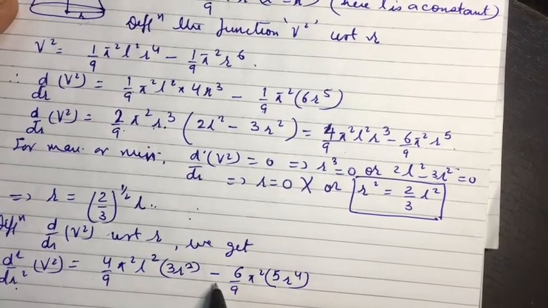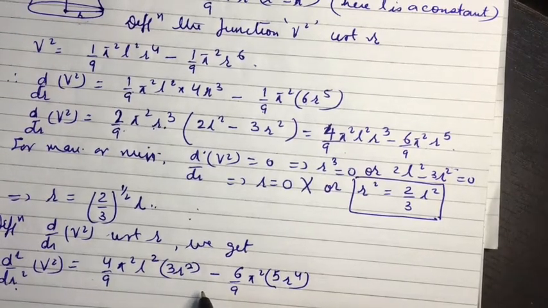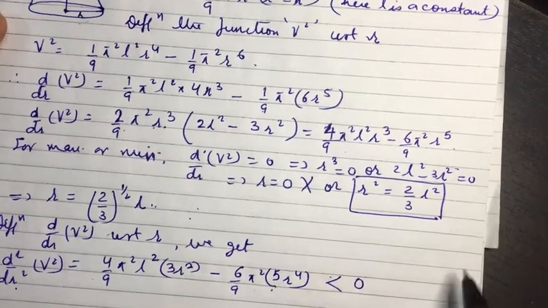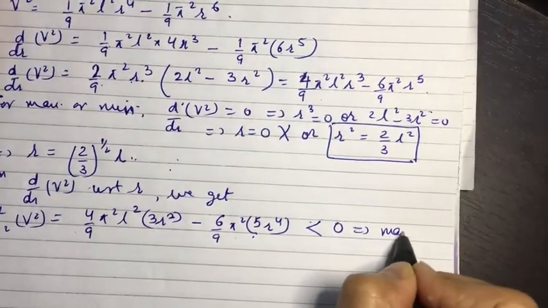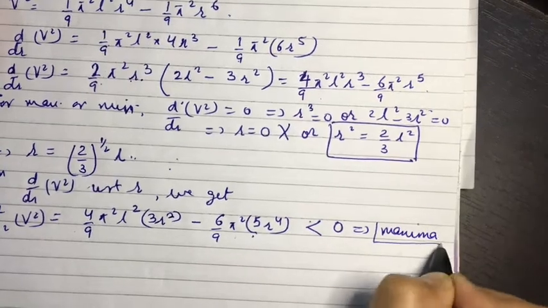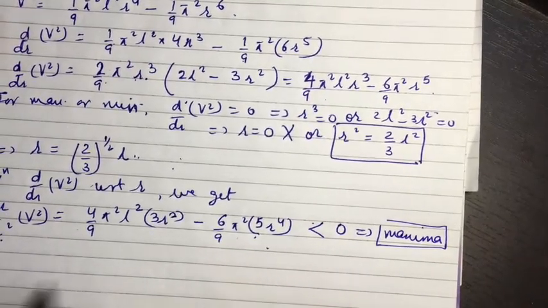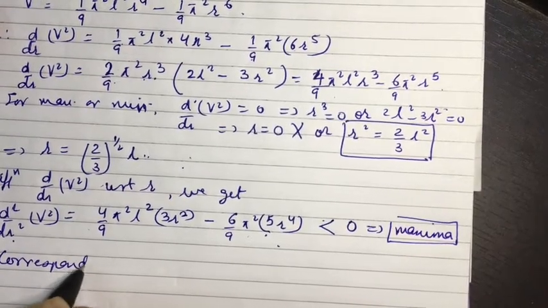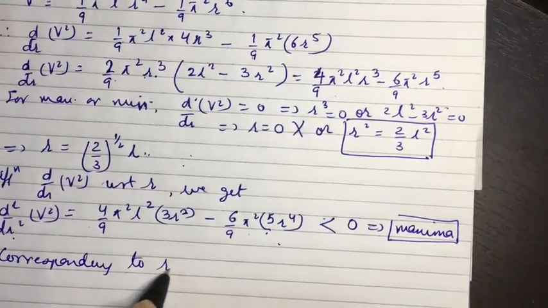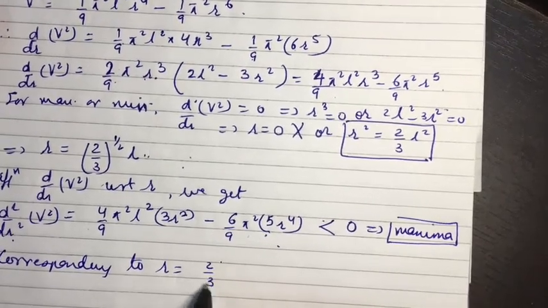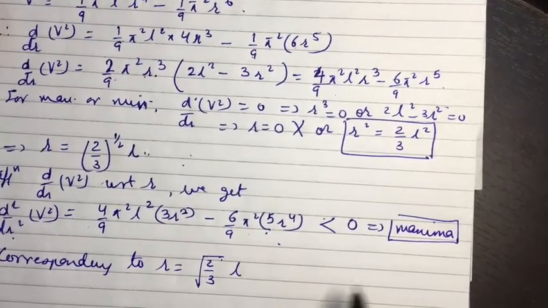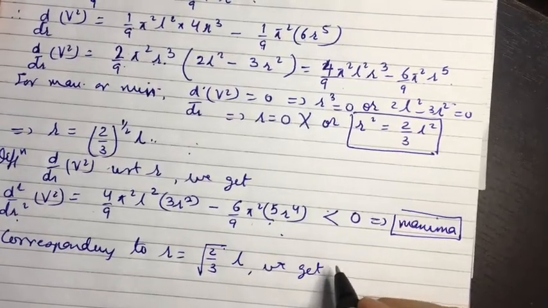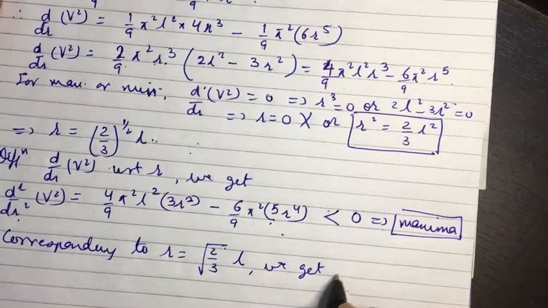On substituting we get that this is less than 0 because this is negative, and which implies maxima. This you can check it out, this will give you a maxima. Now so it implies that corresponding to r equal to square root of 2 by 3 into L, we get maximum volume.